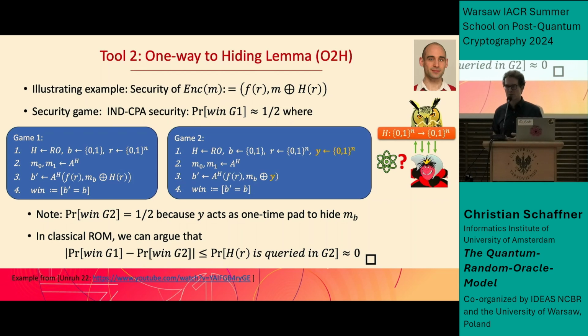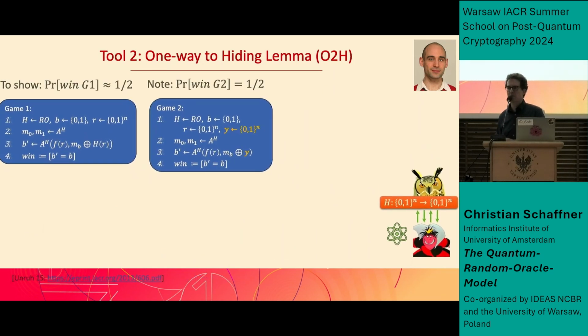But now, what about quantum? If we do this in a quantum random oracle model, we have to argue that... well, I don't know what we should do. So we need this tool, and that comes in now. There's the one way to hiding lemma that does something very similar.